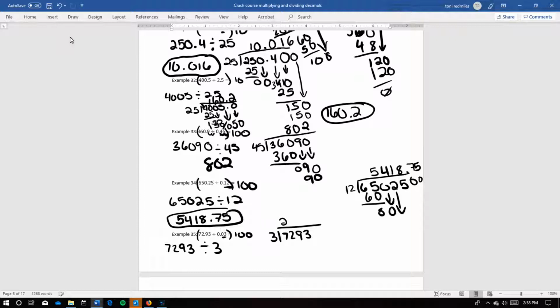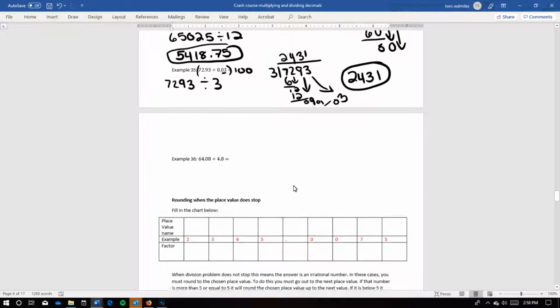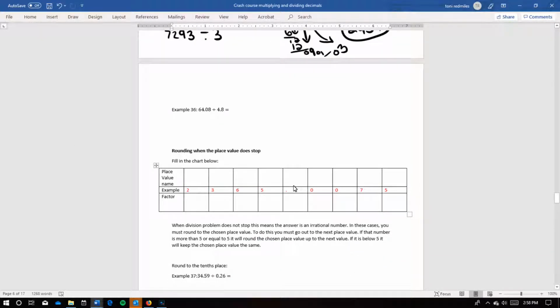3 goes into 7 2 times. That's going to be 6. Drop down my 2. 3 goes into 12 4 times, which is going to totally get rid of it, but I have to drop down a 9. 3 goes into 9 3 times, which is 9. It's going to totally get rid of it again, but I got to drop down that 3. 3 goes into 3 once. No decimal value needed on this one. That one was pretty easy. Last one.